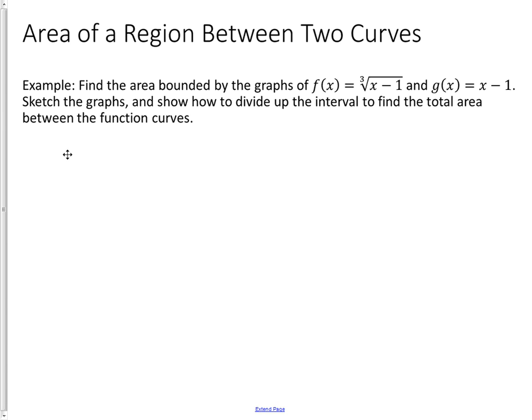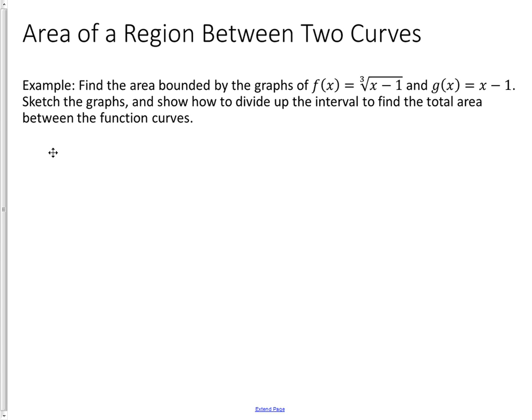Let's try another example of the area bounded by the graphs of f of x equals the cube root of x minus 1 and g of x equals x minus 1. Now we're going to sketch the graphs and show how to divide up the intervals for the total area between the two curves. All right, well, of course, to help me find this, I would want to know what each of these graphs look like.